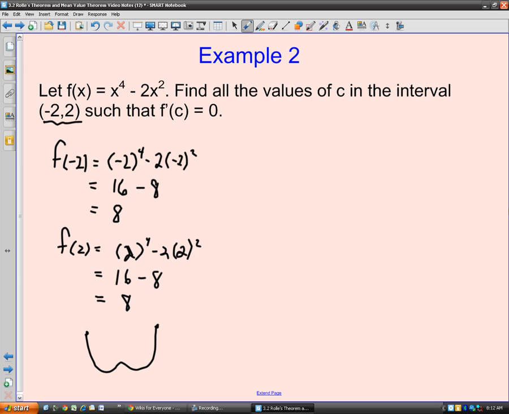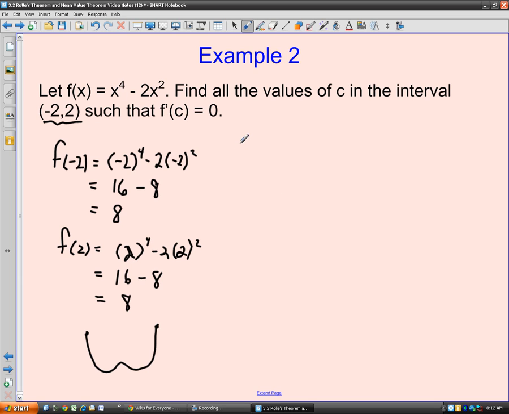And so now what we do is we take the derivative of the function. So Rolle's theorem is going to apply, because not only are these equal to each other, but this function is a polynomial, which means it's differentiable in that interval. And you always need to check that too, because sometimes the function isn't.